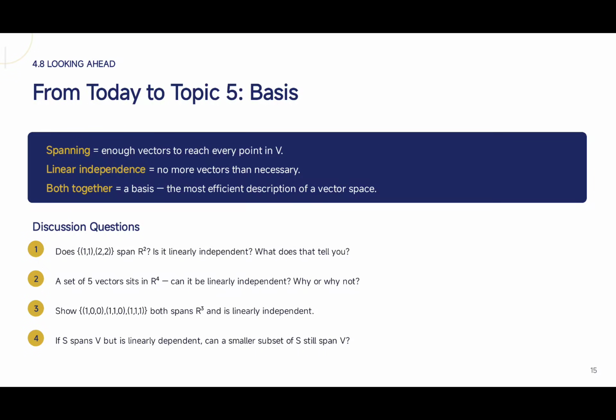A set of 5 vectors sits in R to the power 4. Can it be linearly independent? Why or why not? Show that the set of (1, 0, 0), (1, 1, 0), (1, 1, 1) both spans R cubed and is linearly independent. If S spans V but is linearly dependent, can a smaller subset of S still span V?